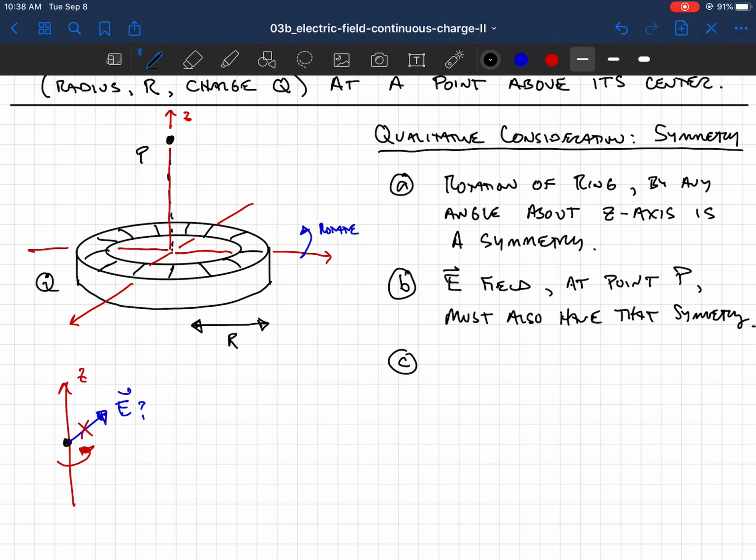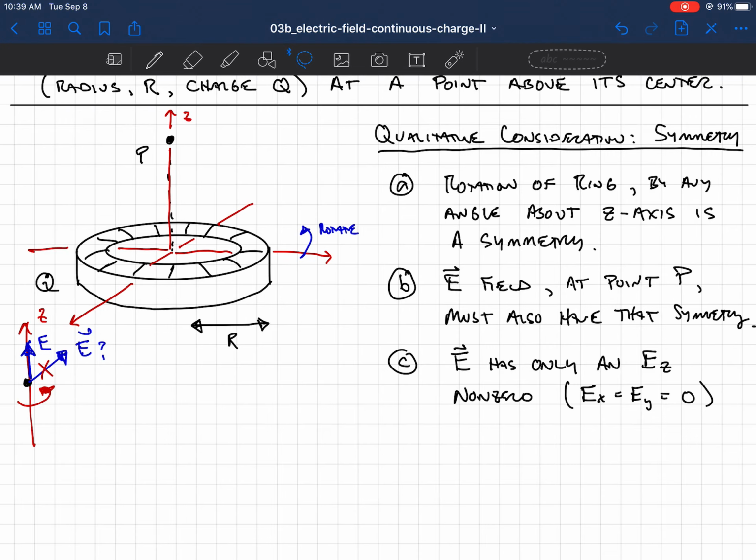So that means that E has only an E sub z non-zero, meaning E sub x equals E sub y equals 0. So the idea is only if you draw an E field along the z-axis will that be unchanged by a rotation. So it could point away from the ring, could point towards the ring, but we already know if this is a positive charge, then it'll point away. So that's our qualitative consideration.